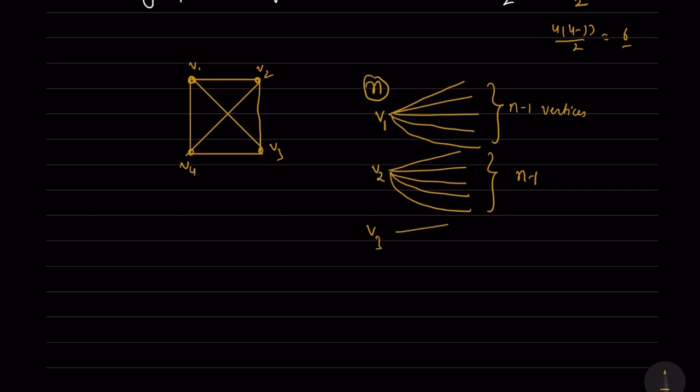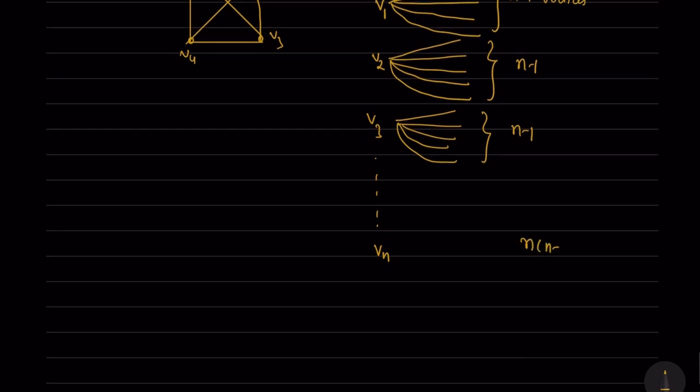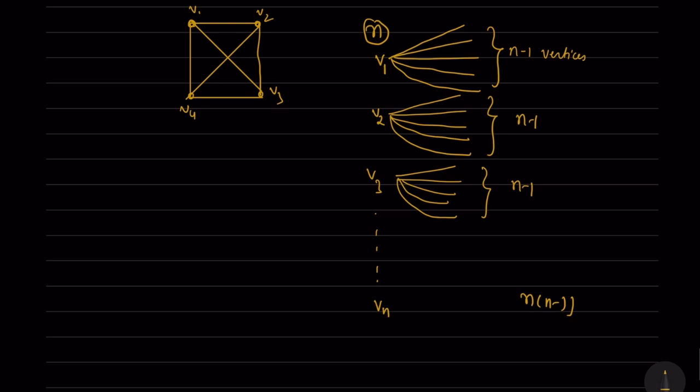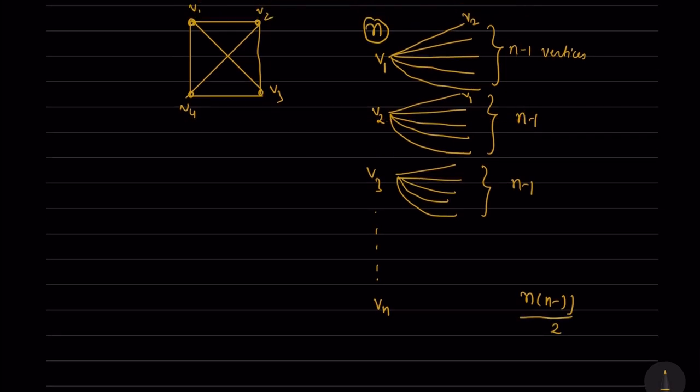The same for v3, which is connected to n minus 1 vertices, and so on up to vn. Because the total number of vertices is n, we have n choices, each with n minus 1 connections, so the total number of edges is n into n minus 1. But some edges are repeating, because if v1 is connected to v2, then v2 is also connected to v1, so we divide by 2. Basically, this is a combinatorial approach.